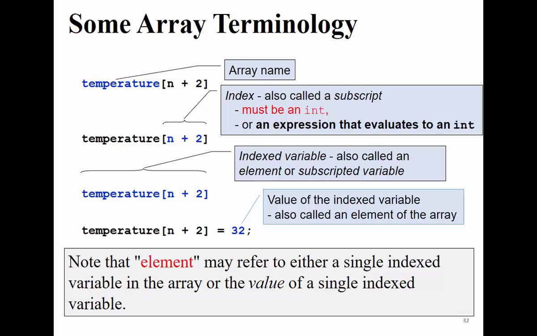So the array name is temperature, n plus 2. This is the index, okay, for the array. And also you have temperature n plus 1, which is accessing the next element, okay. And if you need to change the value of any element, you give the array, you give the square brackets, and you put the index, equal, you give the value. So the value 32 will be stored at the element n plus 2.